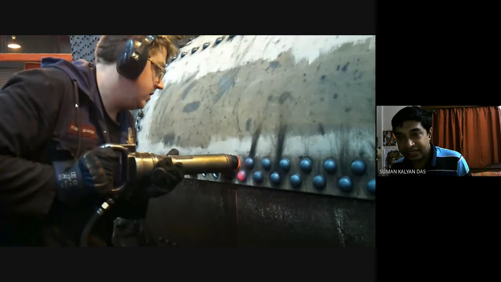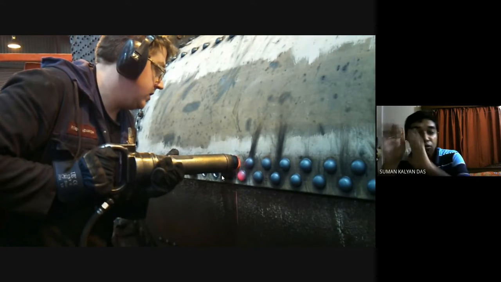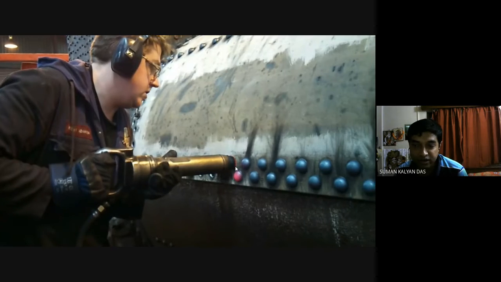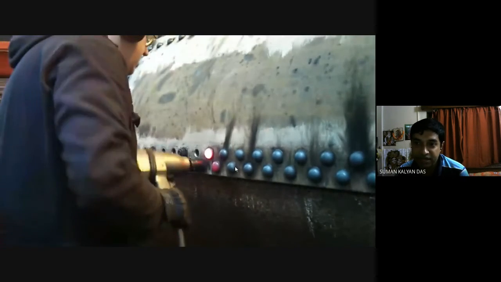So this is the person who is standing outside the boiler. There is a person who is sitting inside the boiler supporting the rivet. Otherwise this rivet will go to the other side, right? It would fall inside. It is not falling inside because some other person is there supporting the rivet from inside.